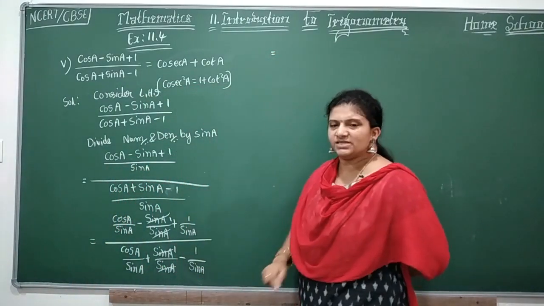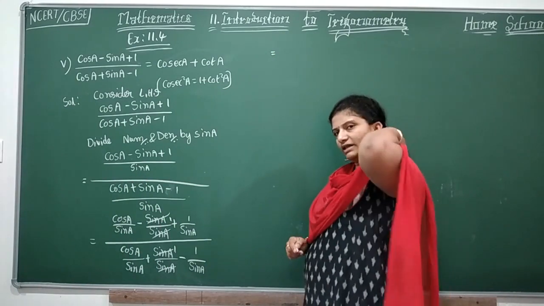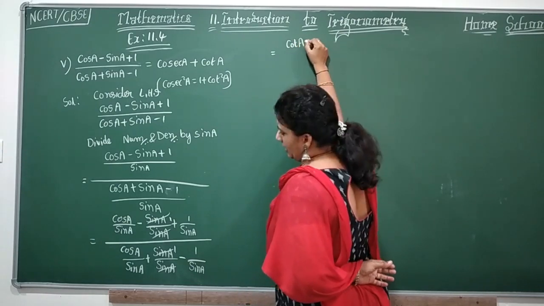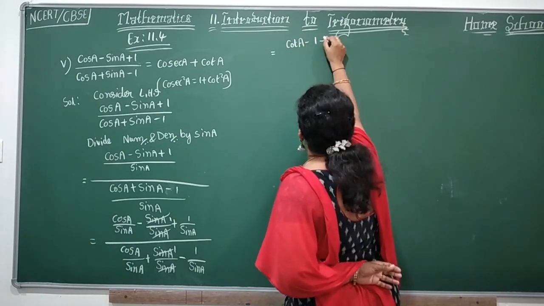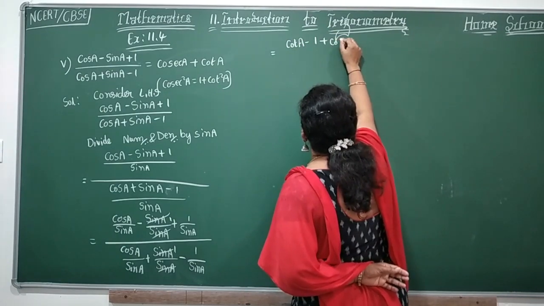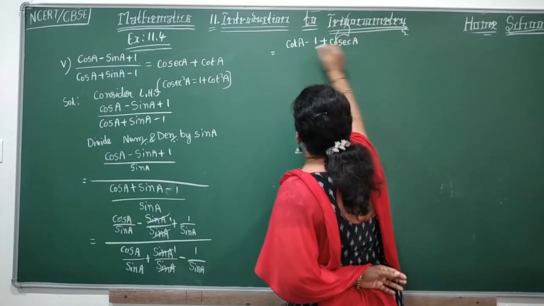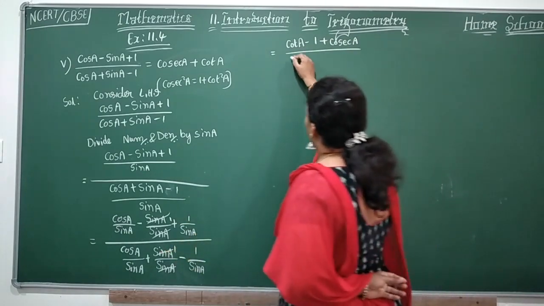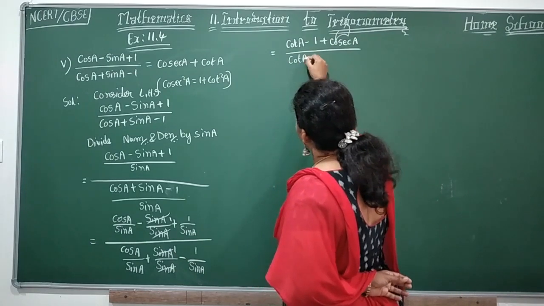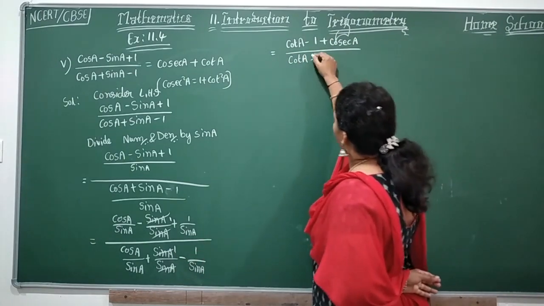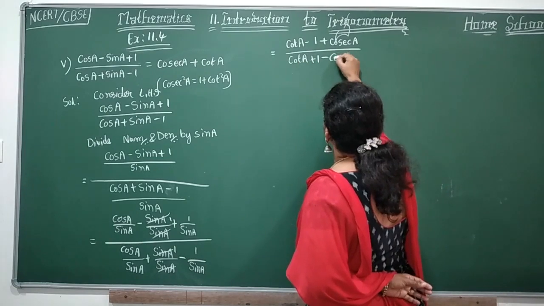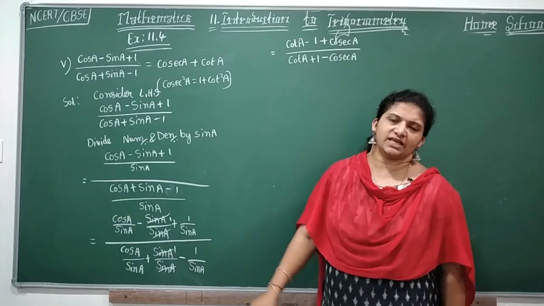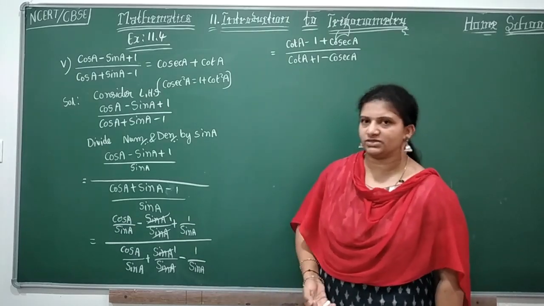Is equal to. What did you get? Cos A by sin A. In other way, how can you write that? It is cot A. Cot A minus 1 plus what is 1 by sin A? It is cosecant A, whole divided by cos A by sin A, which will be cot A. Then plus 1 minus 1 by sin A is cosecant A. So you know this, children, cos A by sin A is cot A, 1 by sin A is cosecant A.